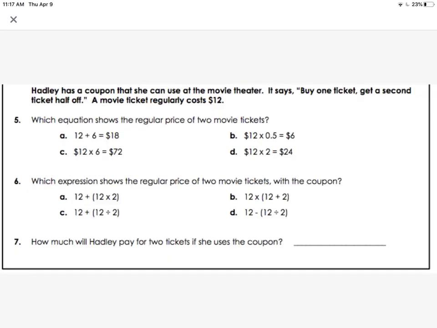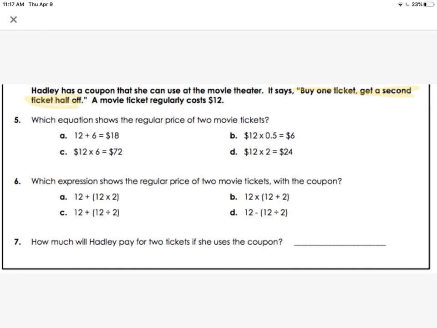Moving on to the next page, we have a new prompt. It says, Hadley has a coupon that she can use at the movie theater. It says, buy 1 ticket, get a second ticket half off. So that means the price of the second ticket is half the price of the original ticket. A movie ticket regularly costs $12.